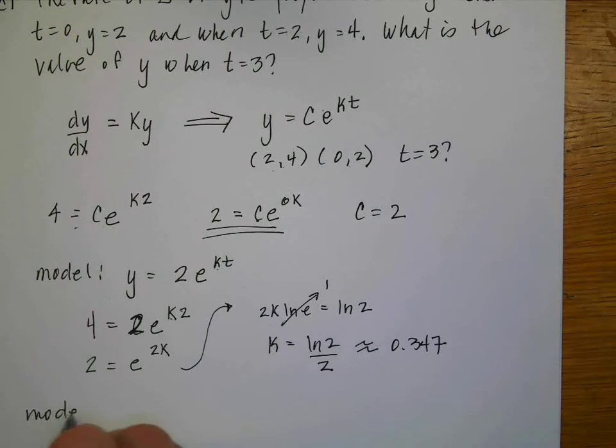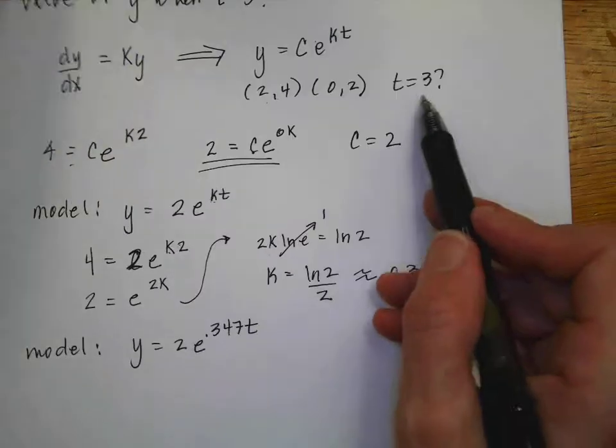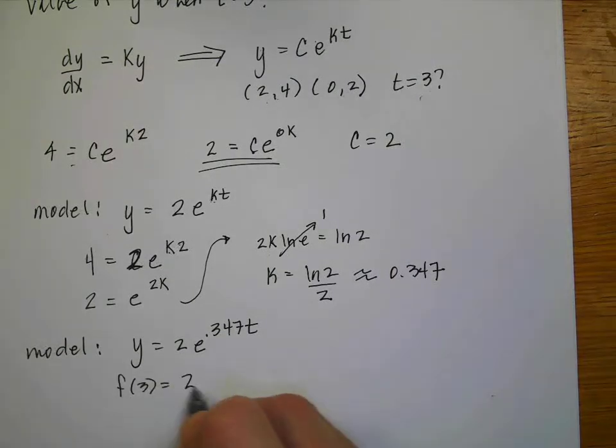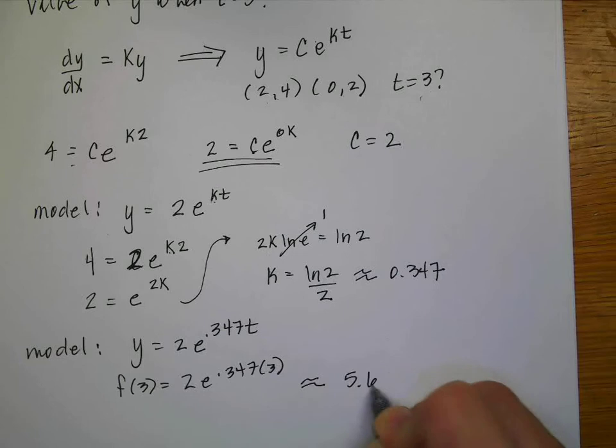Well, now I know a complete model. So my model is y is equal to 2e to the 0.347t. You could also put in the natural log of 2 in this spot and get a much more precise answer. The question wanted to know what happened when time was equal to 3, so now I just substitute that in. So f of 3 is 2e to the 0.347 times 3, and I get that my solution is 5.657.